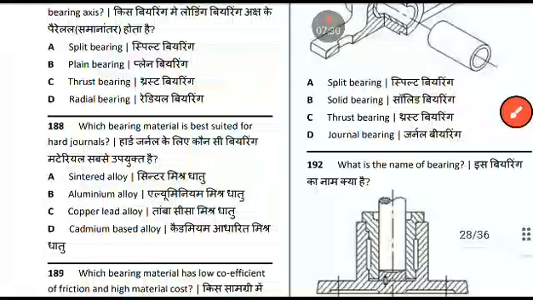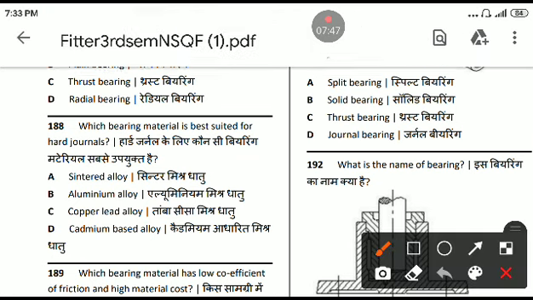Which bearing material is best suited for hard journals? Option A, sintered alloy. Option B, aluminum alloy. Option C, copper lead alloy. Option D, cadmium base alloy. Option B, aluminum alloy.